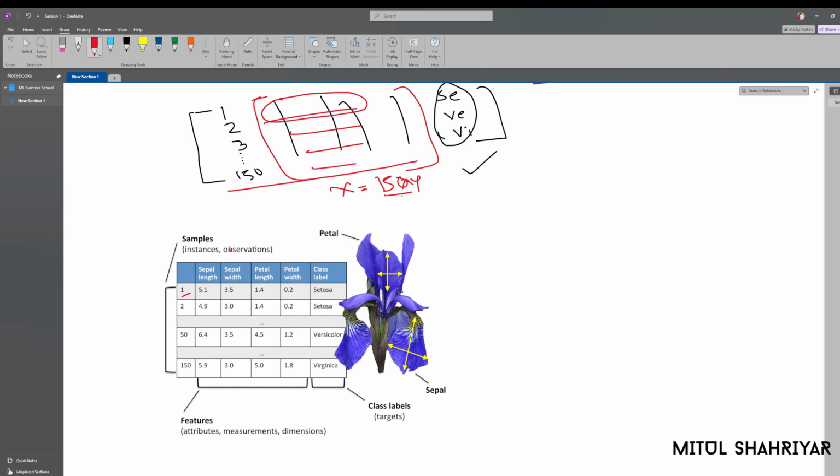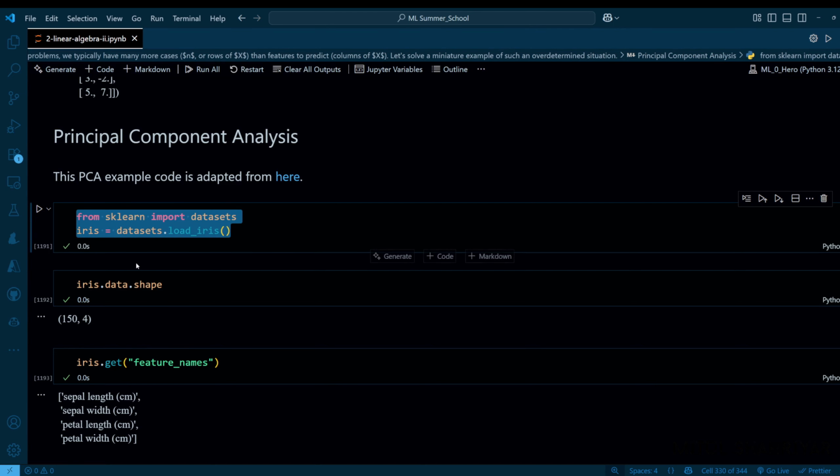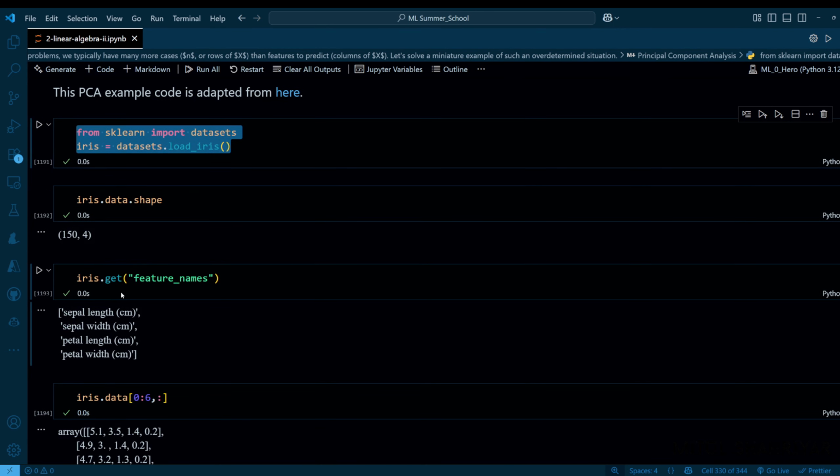We are just referring to 150 data, 150 values, and 4 features: sepal length, sepal width, petal length, petal width. Okay, 150 and 4. Great. Now we have just tried to learn what the feature names are. So you can see these are the feature names.